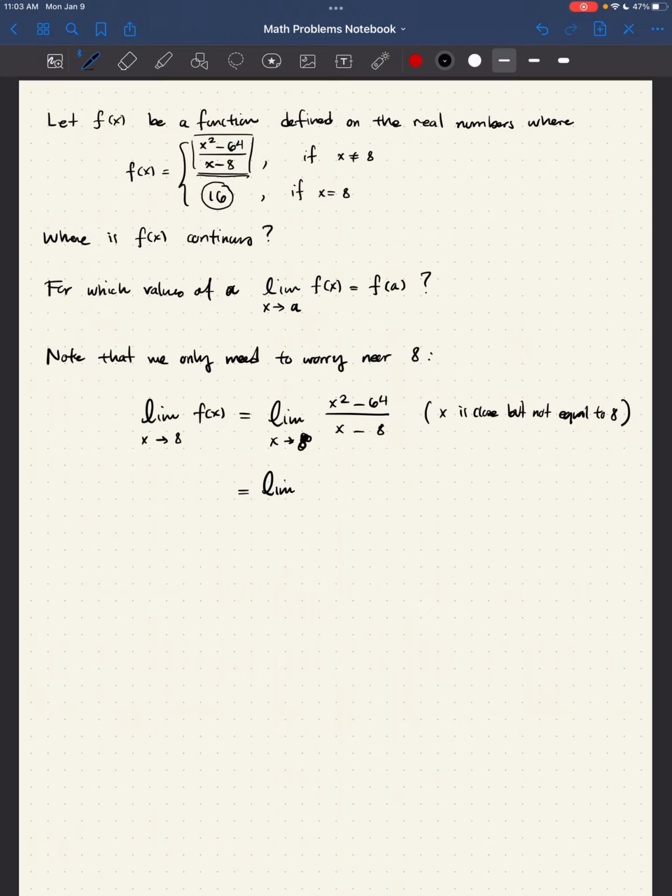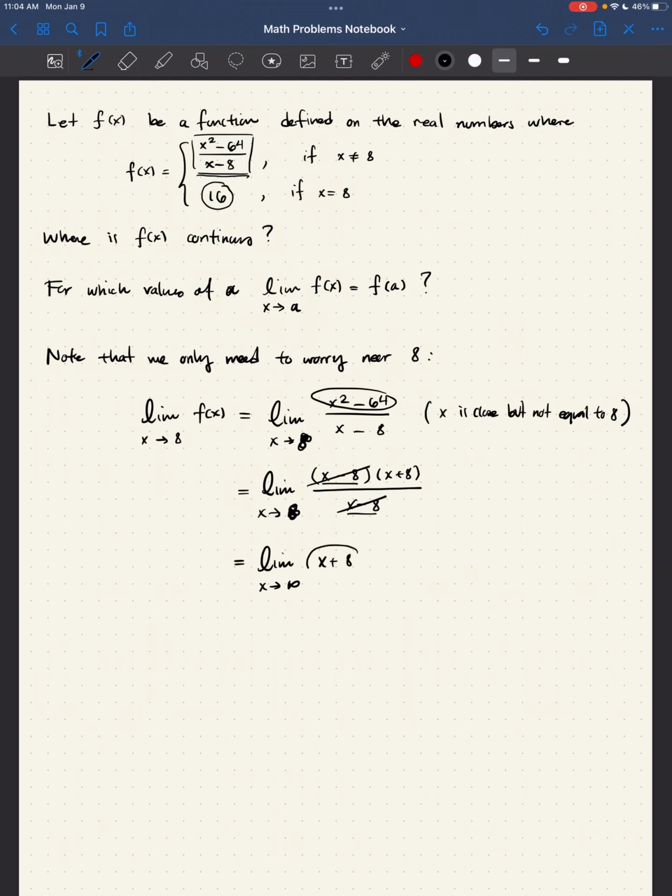So now, some algebra. I'll take this limit as x goes to 8 of (x minus 8) times (x plus 8), this being a difference of squares, and then this divided by (x minus 8). Of course, I can do a cancellation here. I can simply eliminate these because I'm close to 8 but not equal to 8. So this number is different from 0, and this number is different from 0. So what results is the following. This is the limit as x goes to 8 of x plus 8.